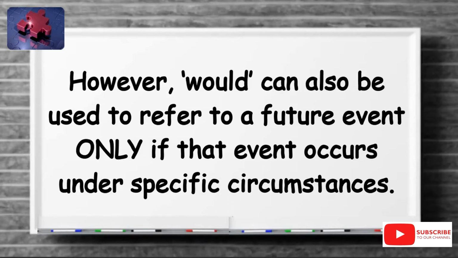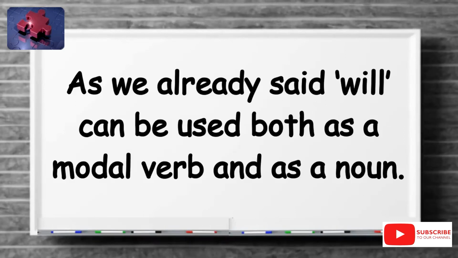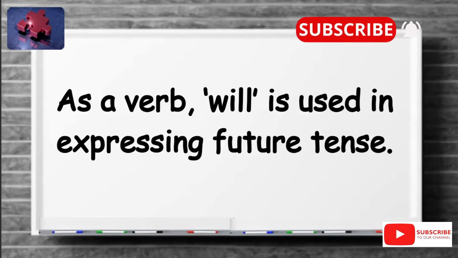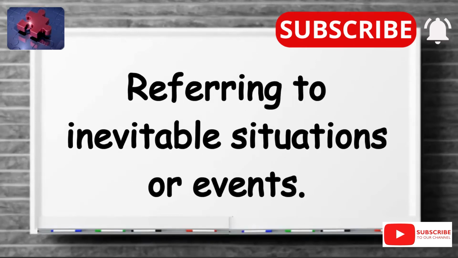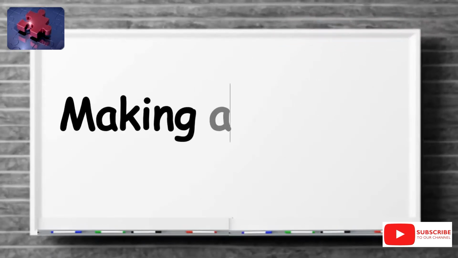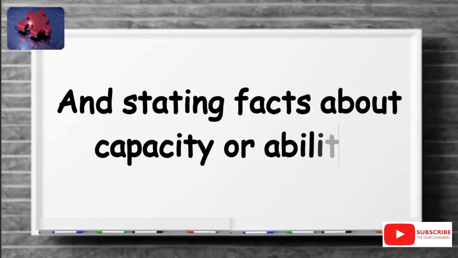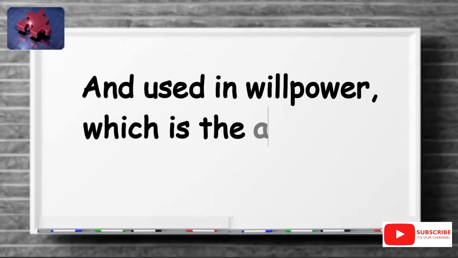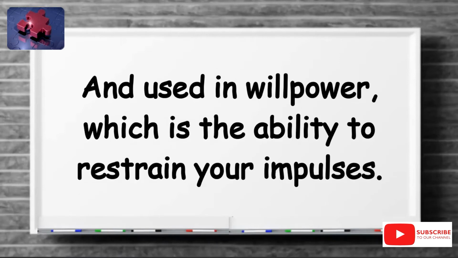Usage. As we already said, will can be used both as a modal verb and as a noun. As a verb, will is used in expressing future tense, referring to inevitable situations or events, making a request, and stating facts about capacity or ability. As a noun, will is known as a legal document that contains instructions concerning money and property after one's death, and used in willpower, which is the ability to restrain your impulses.